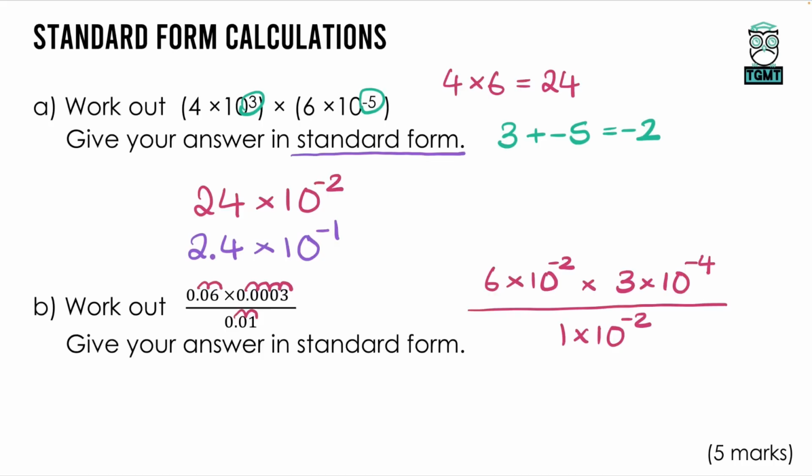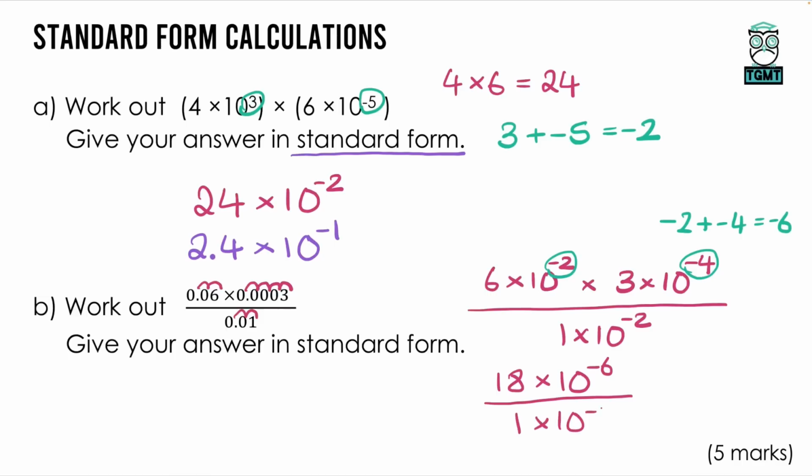So if we apply some of the methods that we have used in that previous question, we can actually complete the top there because we have 6 times 3, which is going to be 18. And then we're going to add those powers together. So if we add the powers on the top, we have -2 add -4, which is equal to -6. So it's going to give me a power of -6. On the bottom, we are now doing a division. So we have 1 times 10 to the -2. Now 18 divided by 1 is still 18. And then we're going to times 10.